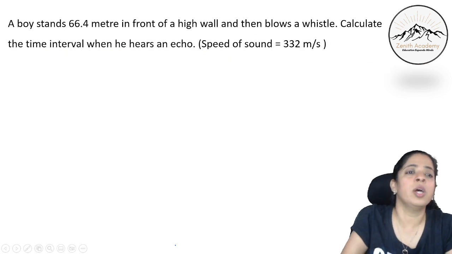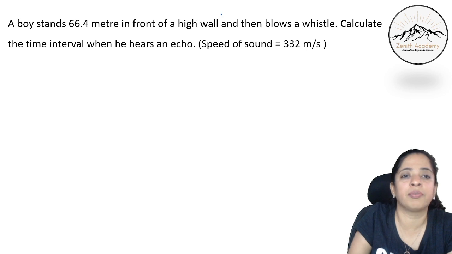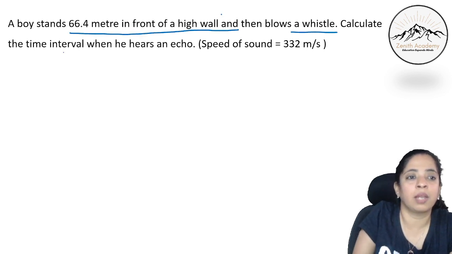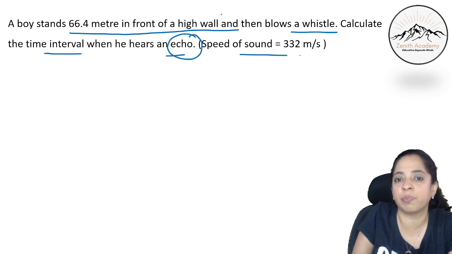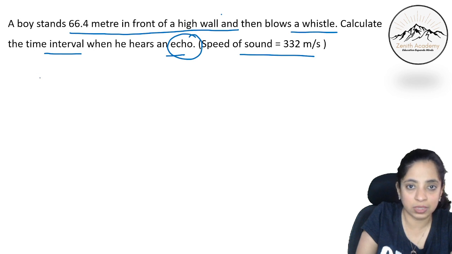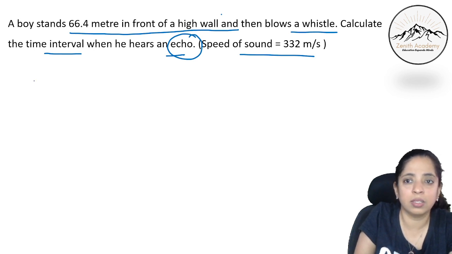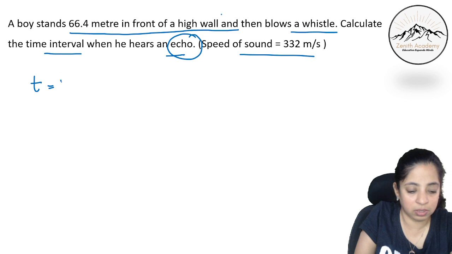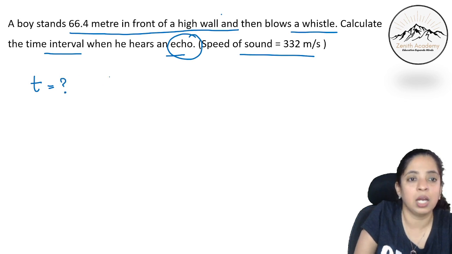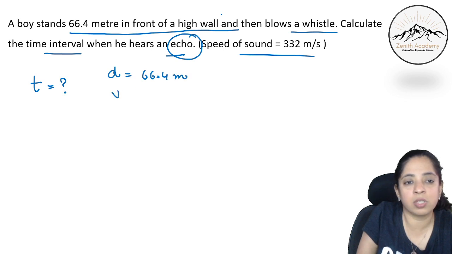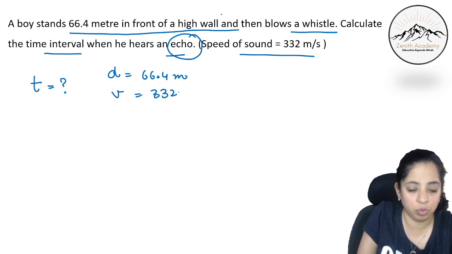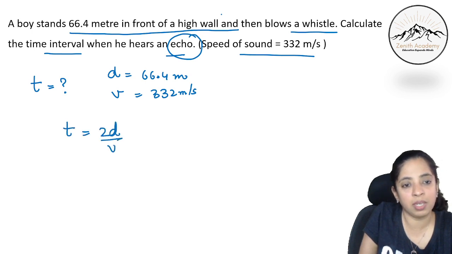Next, a boy stands 66.4 meter in front of a high wall and then blows a whistle. Calculate the time interval when he hears an echo. एकदम सिंपल है, तो डायरेक्ट क्वेश्चन है, स्पीड भी दे रखा है ना. So we have to find time. Time is asked. Distance is given to you 66.4. Velocity is given to you 332 meter per second. So we know time will be equal to 2D by V.